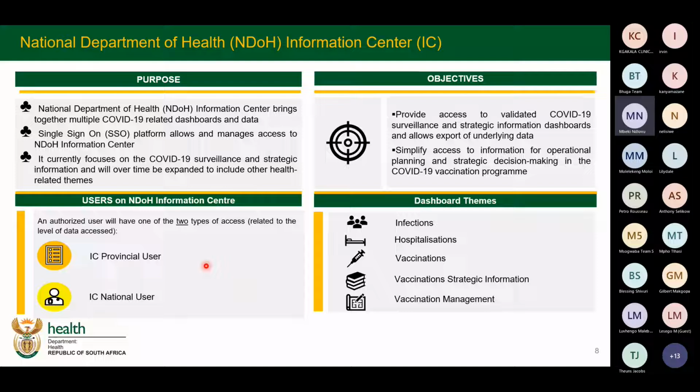We've already spoken about the users that we find on the system. It's important to highlight that an authorized user will have one of the two types of access, that is provincial user or national user. And that is determined in terms of how you put across your application for access. You get to choose between the two user profiles. And when you access the information center, you'll notice that there are dashboards and there are 5 main themes that you find there. There's a theme on infections, on hospitalizations, vaccinations, vaccination strategic information, and then vaccination management.